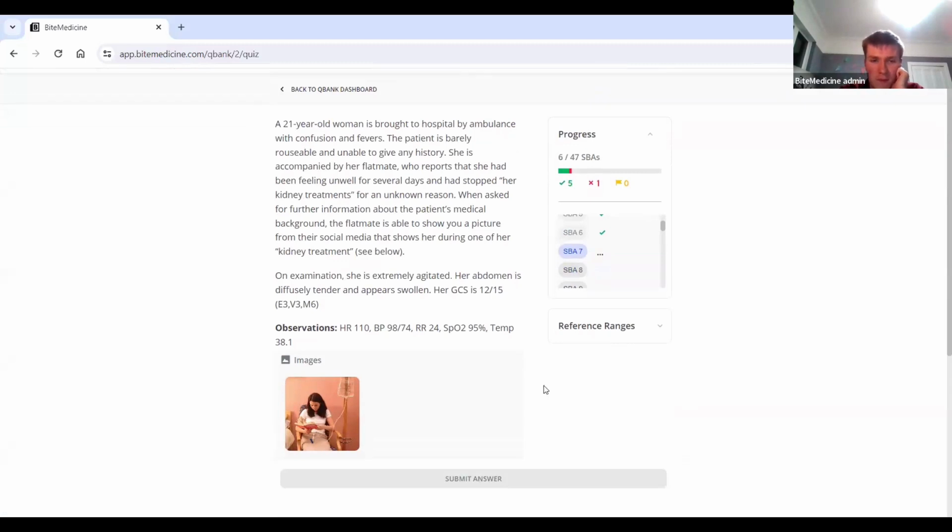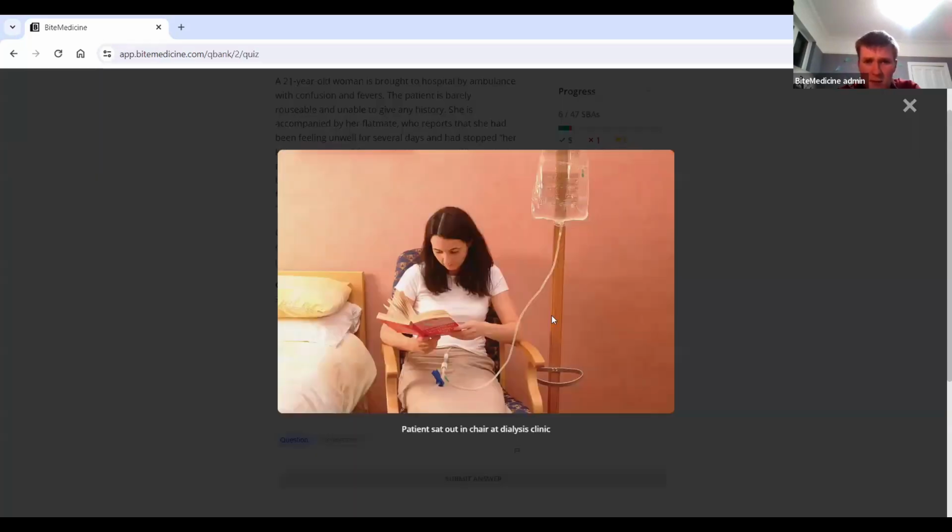So we've got a picture. So a 21-year-old woman is brought to hospital by ambulance with confusion and fevers. Patient's barely rousable, unable to give a history. She's accompanied by her flatmate who reports that she's been feeling unwell for several days and had stopped her kidney treatments for an unknown reason. Very vague. When asked for further information about the patient's medical background, the flatmate is able to show you a picture from their social media that shows her during one of her kidney treatments. So let's see if we can get this up big.